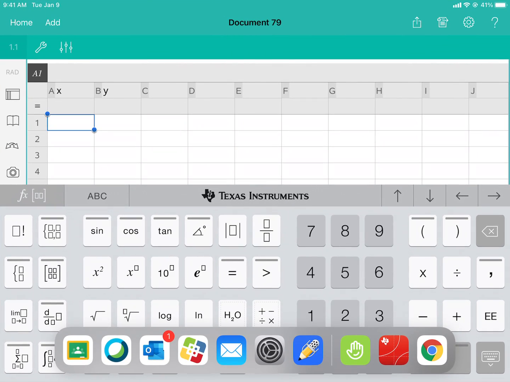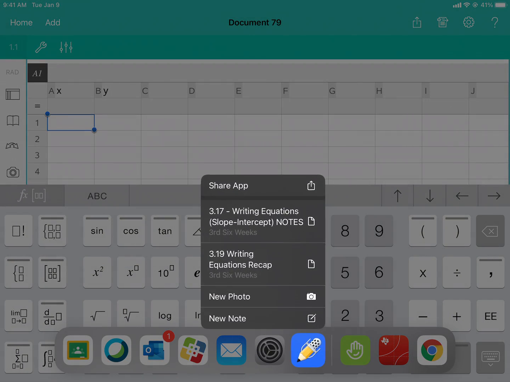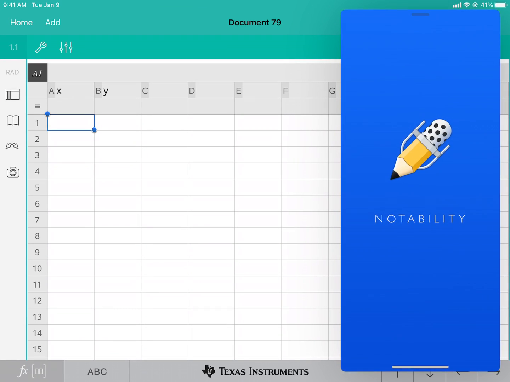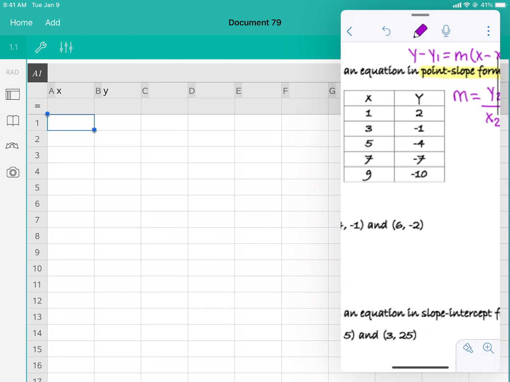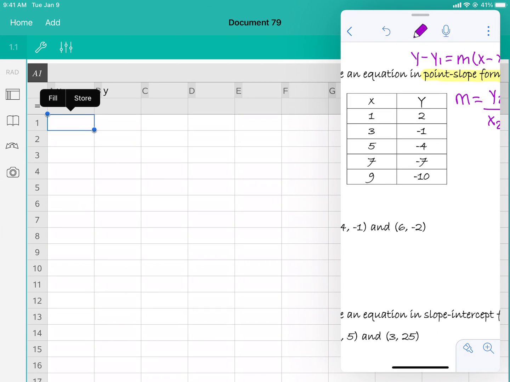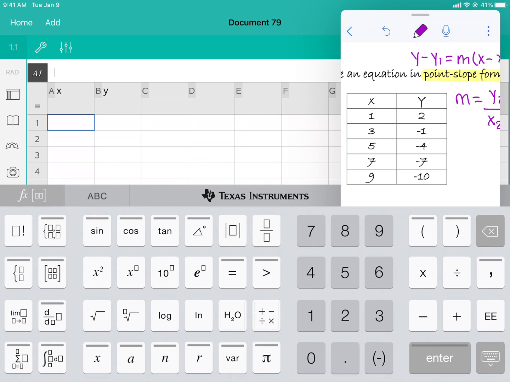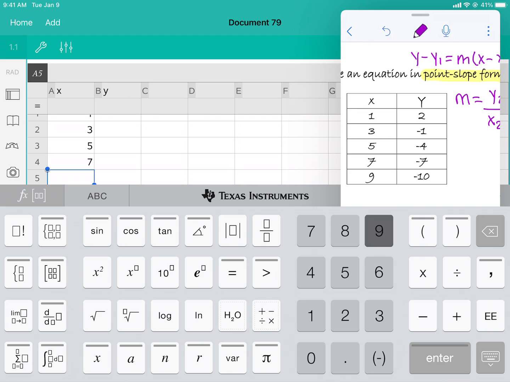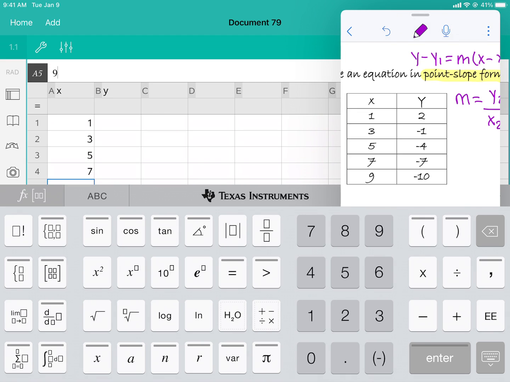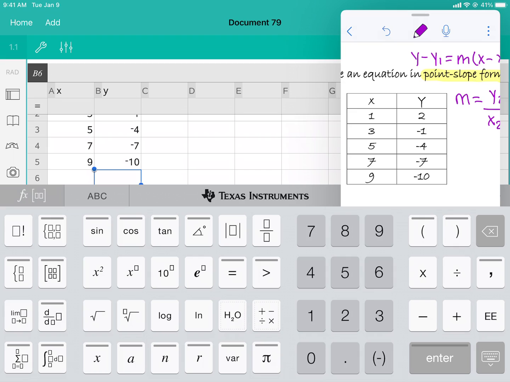So I'm going to put my notes up here. Oops. There we go, so I can see it at the same time. Zoom in a little bit. So here we go. I'm going to type in 1, 3, 5, 7, 9. And then I'm going to go back up and type in 2, -1, -4, -7, and -10.